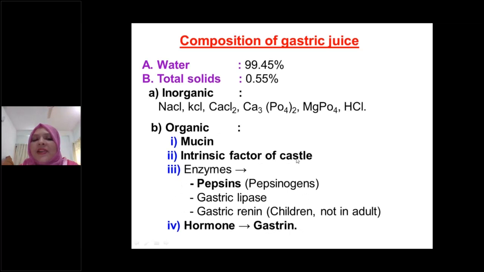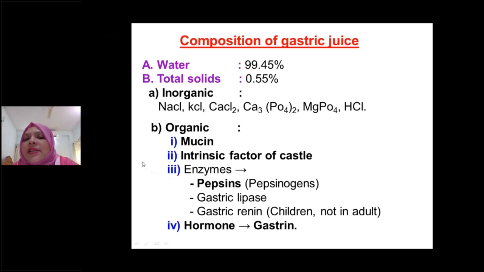That is intrinsic factor of Castle, mucin, hormone gastrin, and another thing I mentioned, hydrochloric acid, you have to mention that too. So these are the important constituents of gastric juice for viva exam. For written exam you have to write down like this way. Okay.